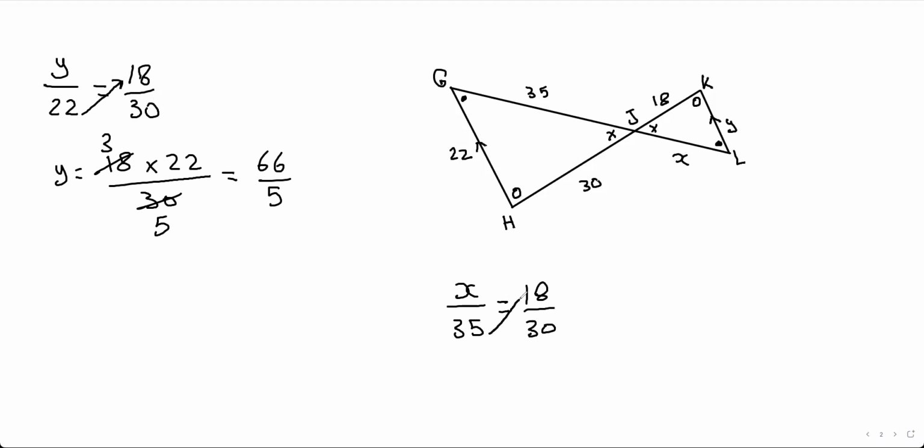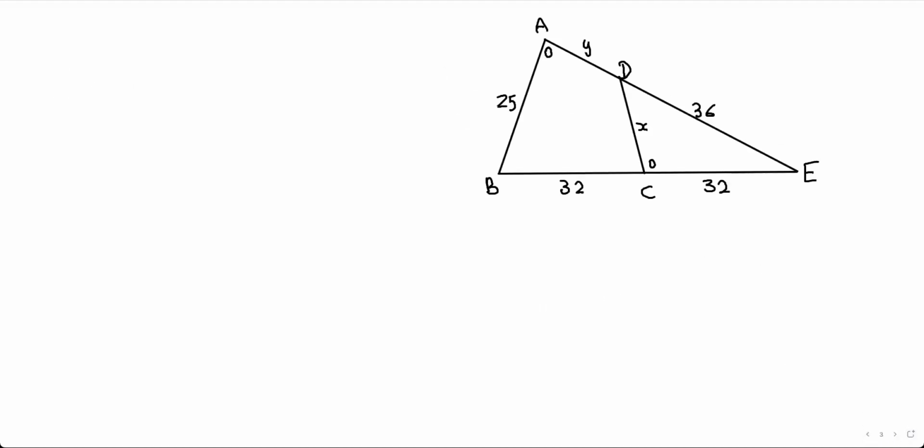And now I'm just going to cross multiply right here, and therefore x equals 18 times 35 over 30. 5 goes into 35 7 times, 5 goes into 30 6 times, 6 goes into itself once, it goes into 18 3 times. We don't need a calculator. The answer here is 21. So x equals 21. Okay, so now let's go to the last question, which is going to be a little bit harder. And it is right here, okay?